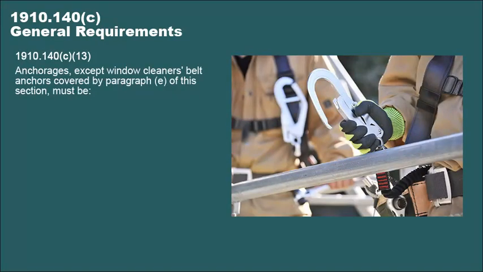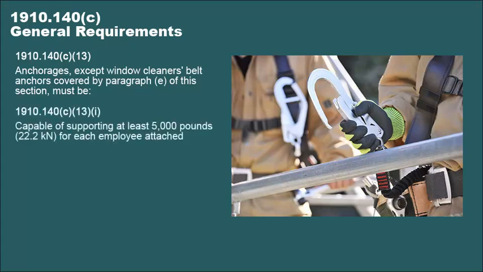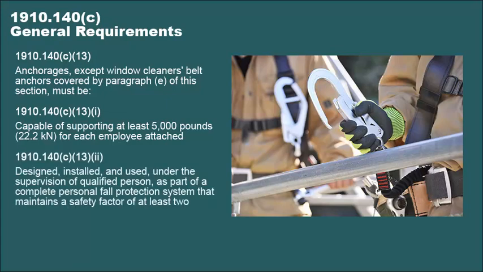1910.140(c)(13), excluding window cleaners' belt anchors in paragraph (e), anchorage must be capable of supporting at least 5,000 pounds for an individual employee and should be installed, designed, and used under the supervision of a qualified person. This is part of a complete fall protection system that will maintain a safety factor of at least 2.